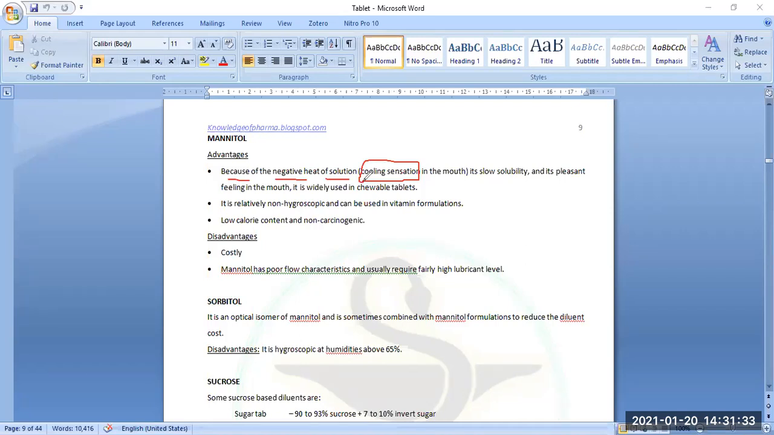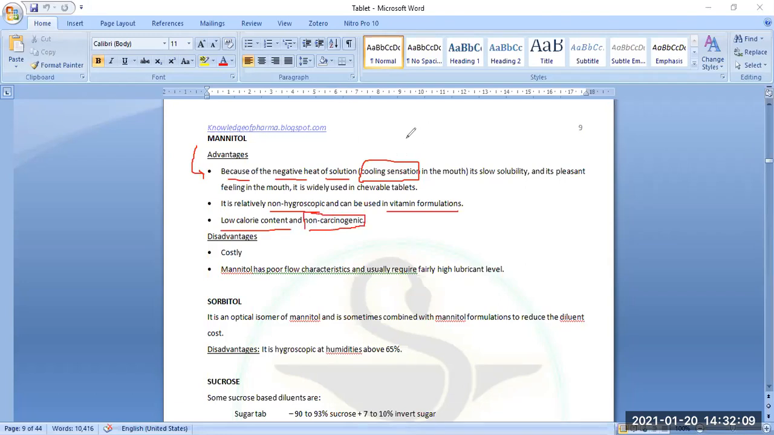So in a chewable tablet, you can use mannitol. Generally, mannitol is used for chewable tablets, buccal tablets or mouth dissolving tablets because it produces a cooling sensation in the mouth. It has slow solubility and a pleasant feeling in the mouth. It is widely used in chewable tablets. It is relatively non-hygroscopic and can be used in a vitamin formulation. It also has low calorie content and is non-carcinogenic.